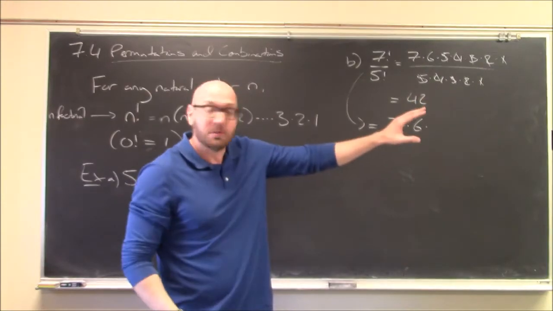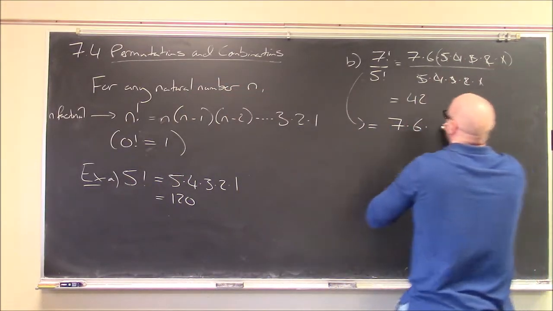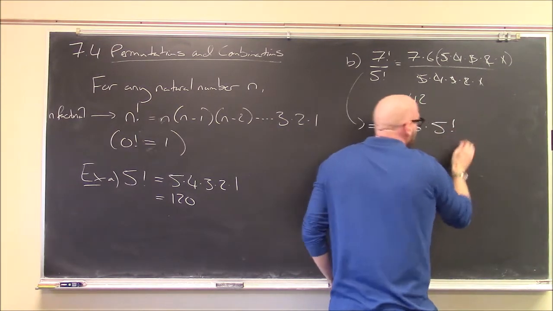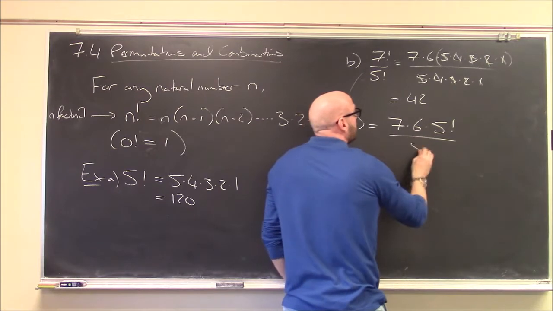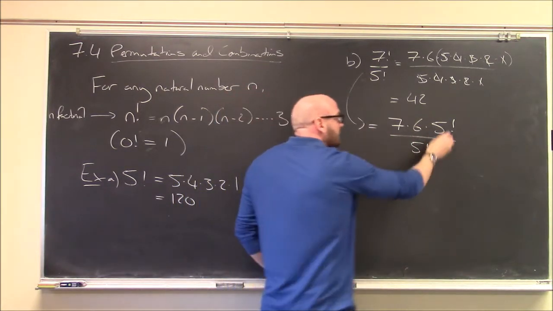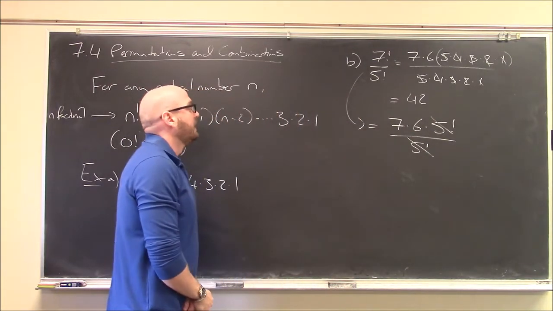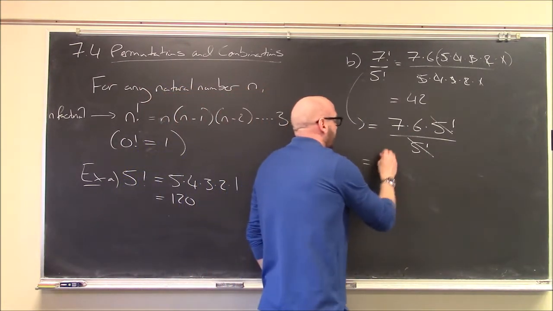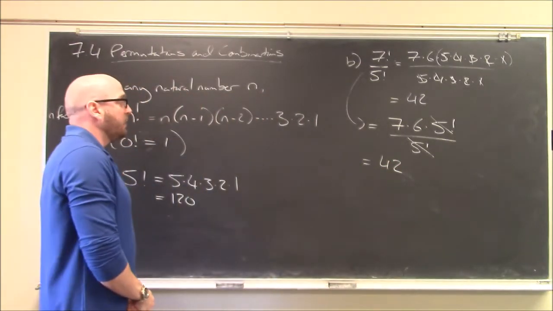times 5 times 4 times 3 times 2 times 1. But what is 5 times 4 times 3 times 2 times 1? Well, that's just 5 factorial. Right, and what do I have on the bottom? I still have this expression 5 factorial on the bottom. And now instead of writing out the full factorial, I can just cancel them, because it's 5 factorial on the top, 5 factorial on the bottom, and once again, I get 42.